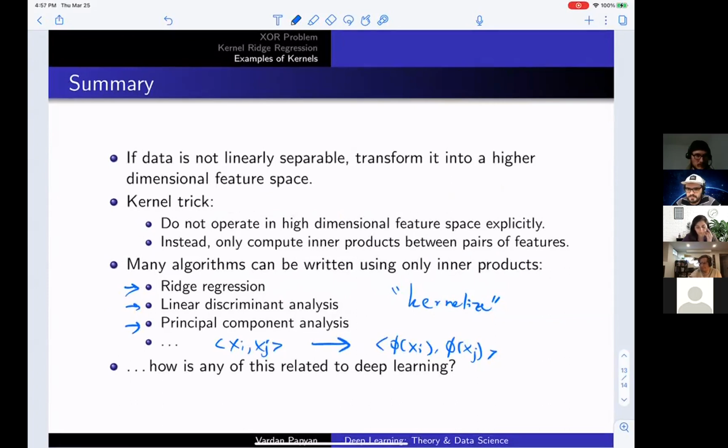What are the benefits of kernelizing the algorithm? Is it from computational efficiency? The benefits are that by kernelizing the algorithm, you can separate data which is not linearly separable, as we saw. So for example, by using ridge regression, you would not be able to solve the XOR problem, right? But if you use kernel ridge regression, then you can linearly separate your data.